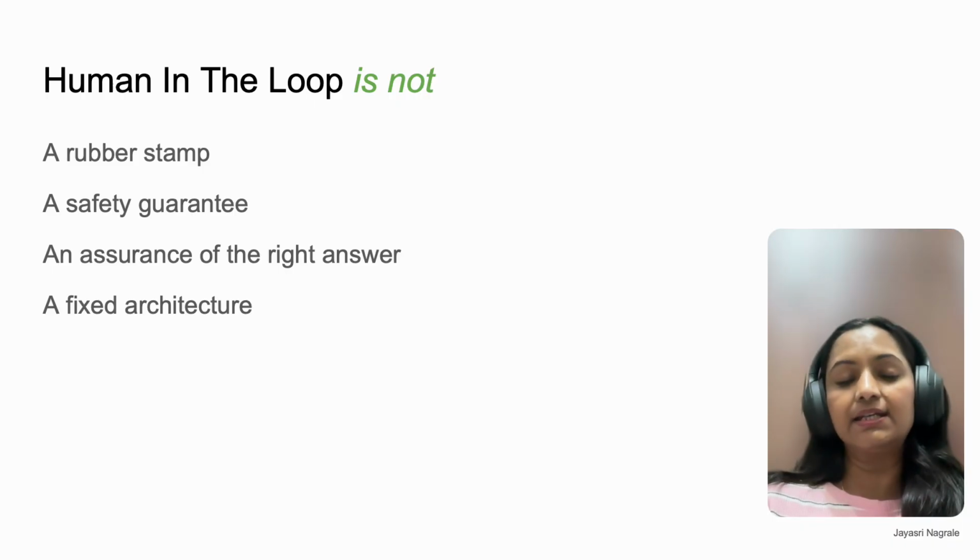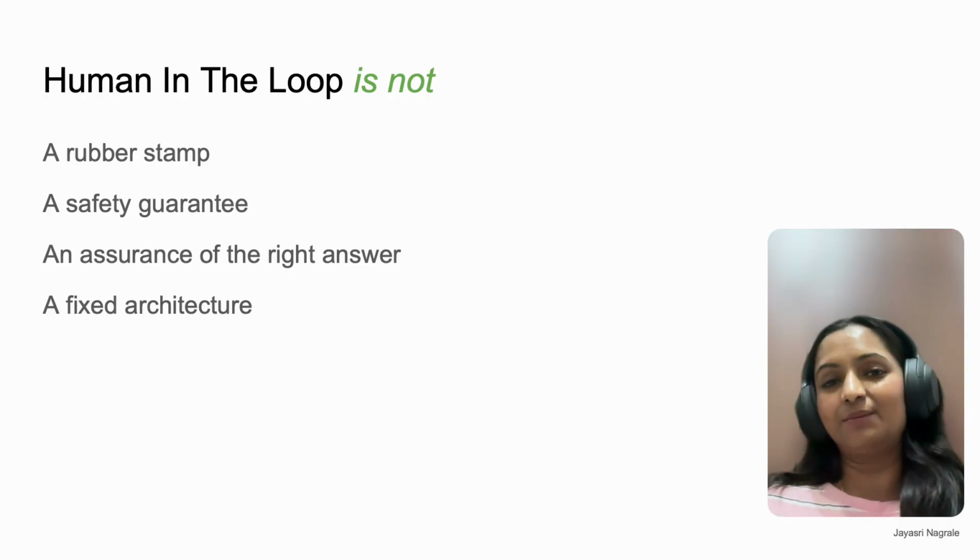It's not a safety guarantee. There are times when human judgment and human inputs also fail. So it's not a safety guarantee. We still have to perform our safety checks. And it's not an assurance of the right answer. Humans can be wrong. AI can be wrong. Humans and AI combined can be wrong.